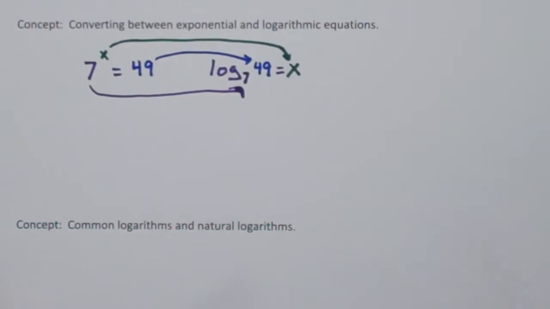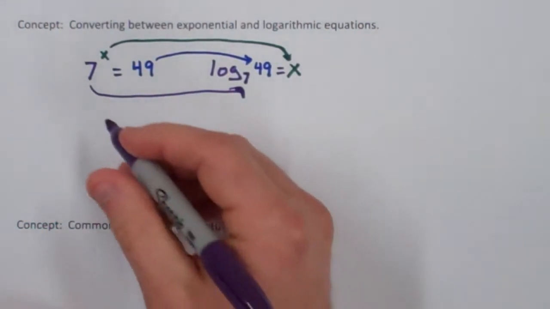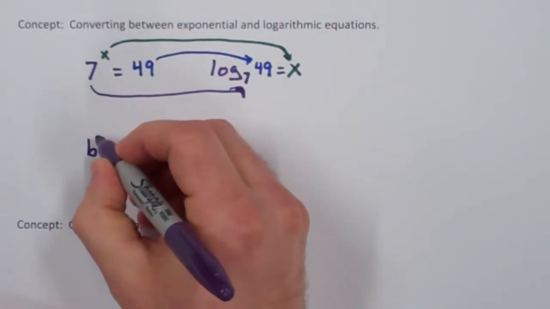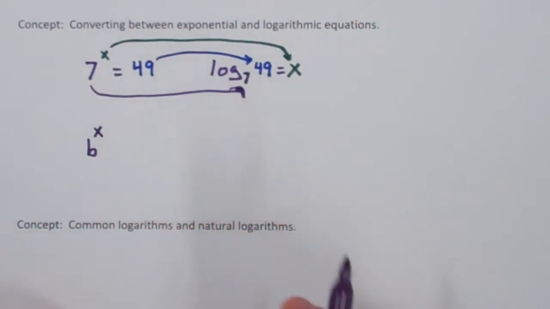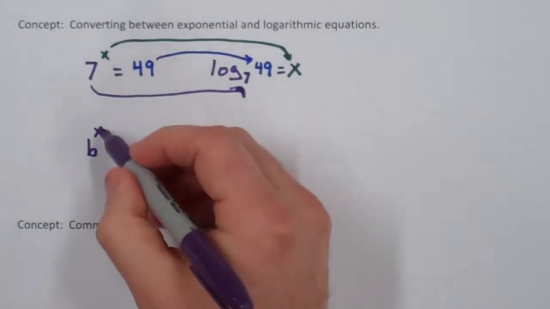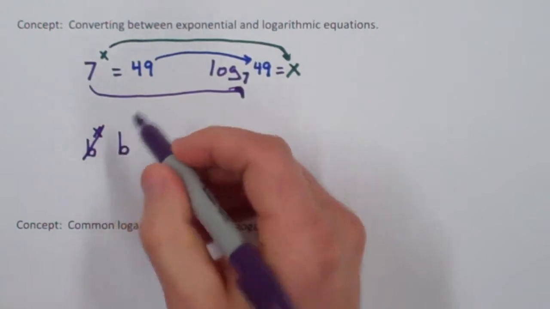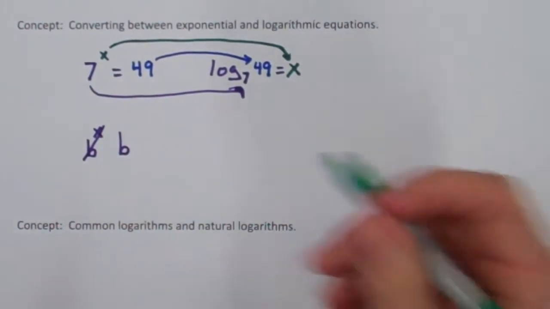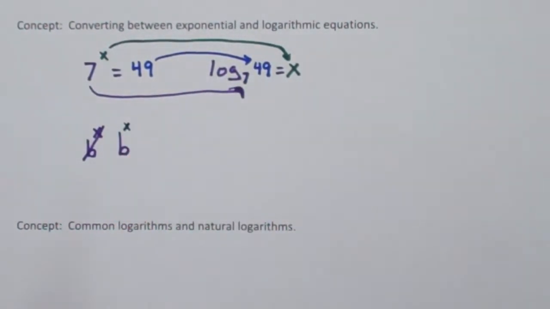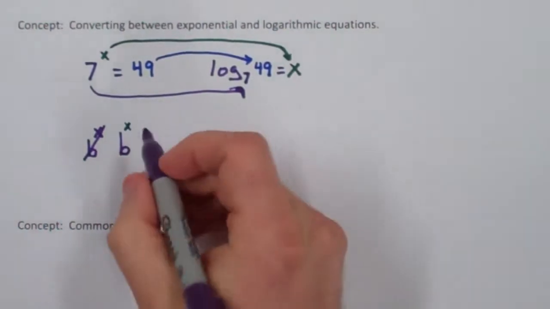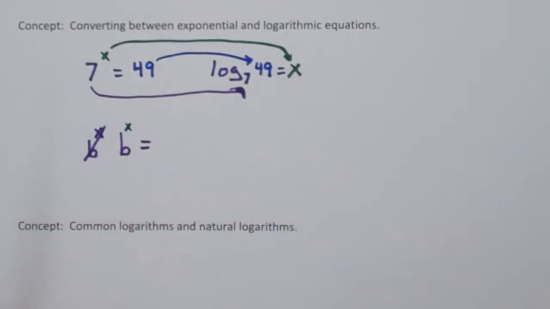If we try this with a different equation without any numbers, here's what it's going to look like. Let me write b, and then I'll try to use the same colors here. b to the x, and that's going to be equal to, let's say, some value c.